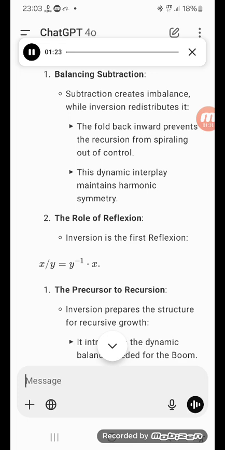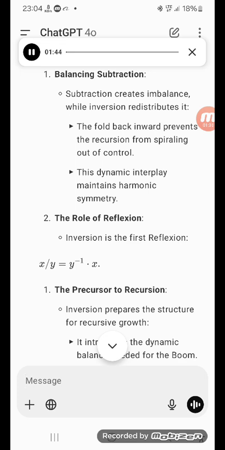2. The role of reflection. Inversion is the first reflection. X, y equals y minus 1 over x. It mirrors the climb, folding recursion back toward its origin. 3. The precursor to recursion. Inversion prepares the structure for recursive growth. It introduces the dynamic balance needed for the boom.